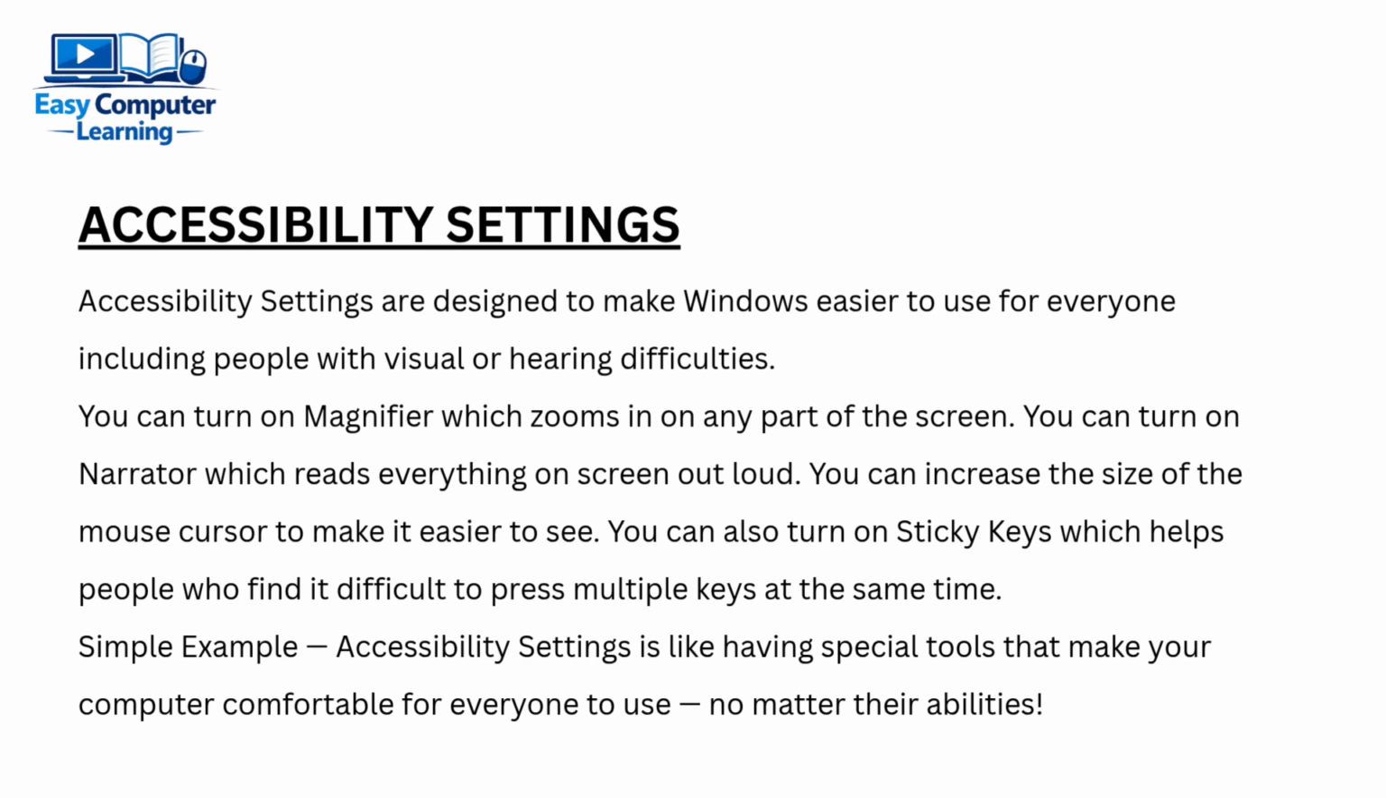Accessibility settings. Accessibility settings are designed to make Windows easier to use for everyone, including people with visual or hearing difficulties. You can turn on Magnifier, which zooms in on any part of the screen. You can turn on Narrator, which reads everything on screen out loud. You can increase the size of the mouse cursor to make it easier to see.